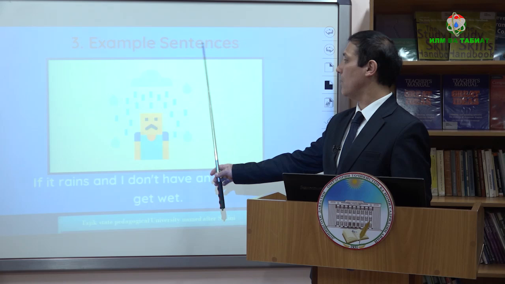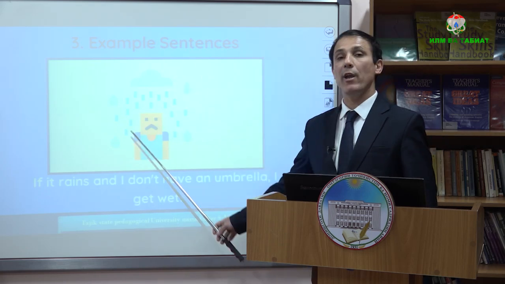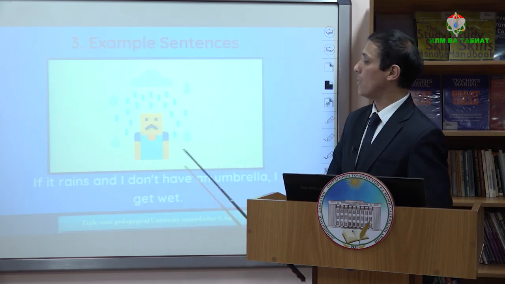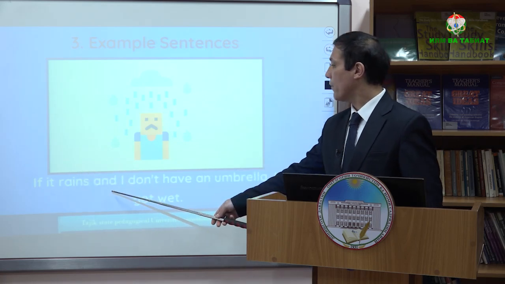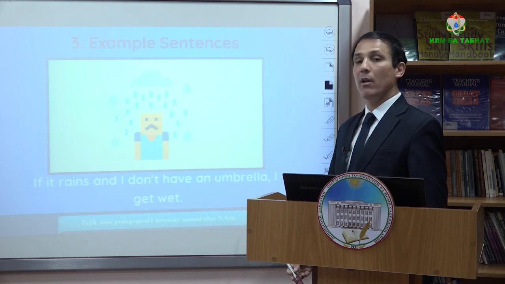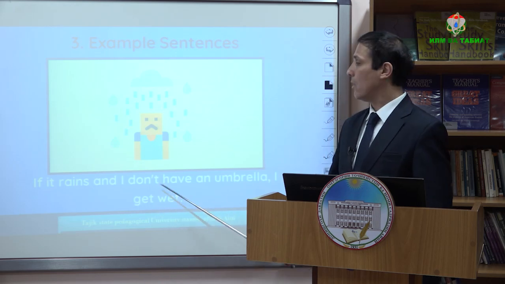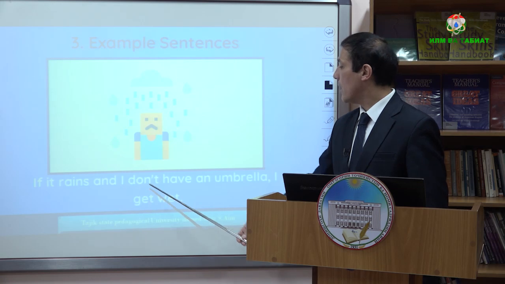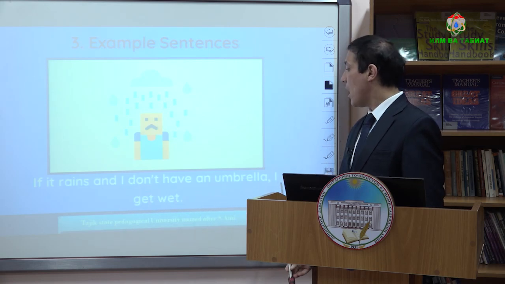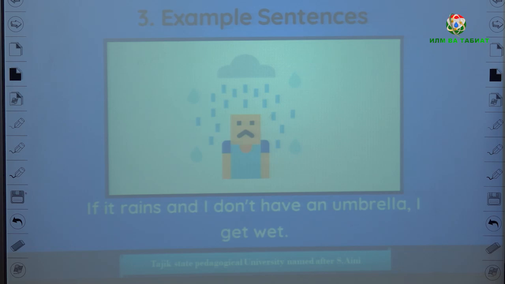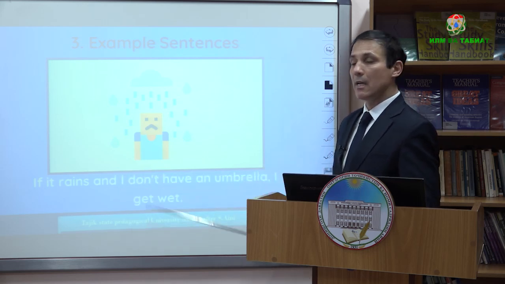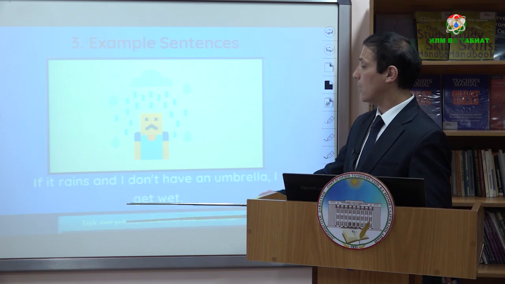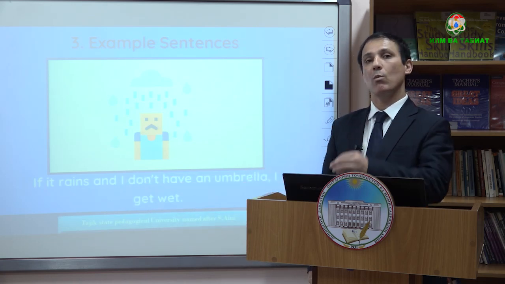The next example explains the rain occasion in this picture. If it rains and I don't have an umbrella, I get wet. If it rains and I don't have an umbrella, I get wet. This is a clear sentence and clear information. This is a zero conditional, and it has its own facts.